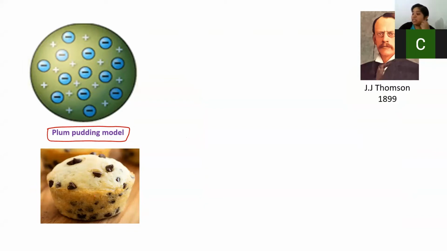So what he said is that the negative charges are like plums or like these chocolate chips in this chocolate chip muffin. And the negative charges are embedded in a whole positively charged matrix. There is a positively charged matrix, and the negative charges are like islands or certain specks in that positively charged matrix.